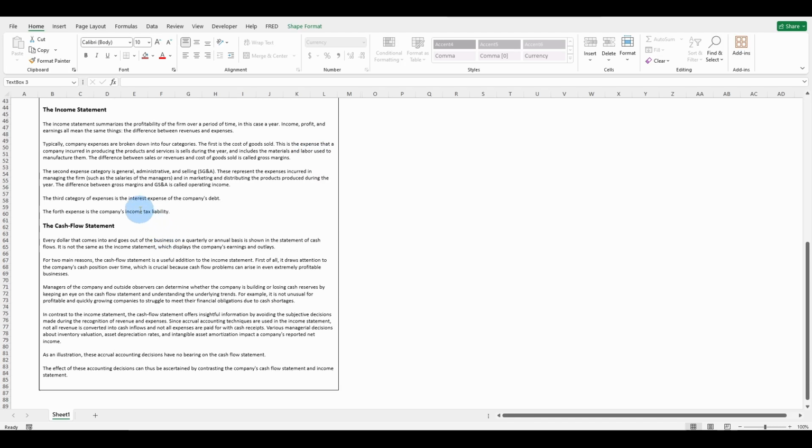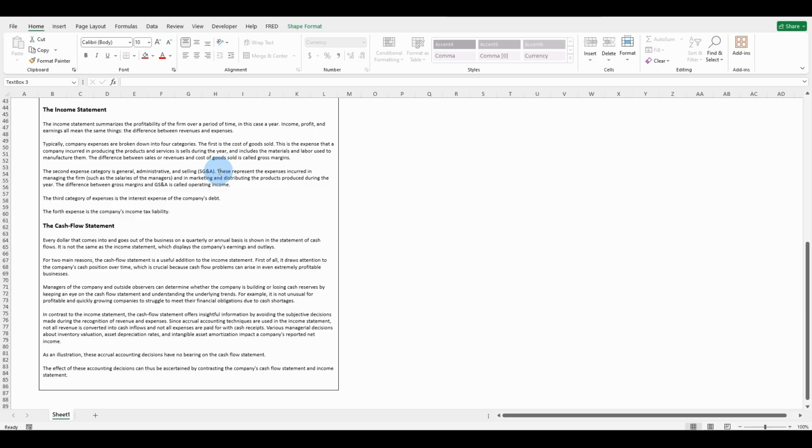The second expense category is general, administrative, and selling, SG&A. These represent the expenses incurred managing the firm, such as the salaries of the managers, and in marketing and distributing the products produced during the year. The difference between gross margin and SG&A is called operating income. The third category of expenses is interest expense on the company's debt. The fourth expense is the company's tax liability.